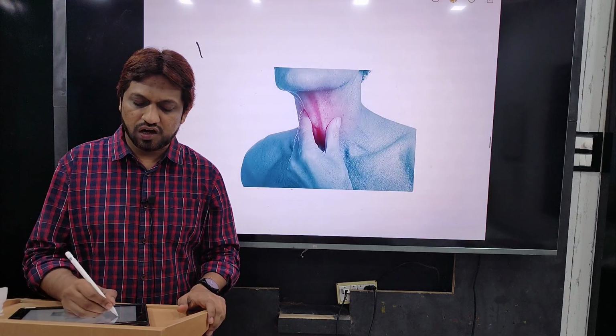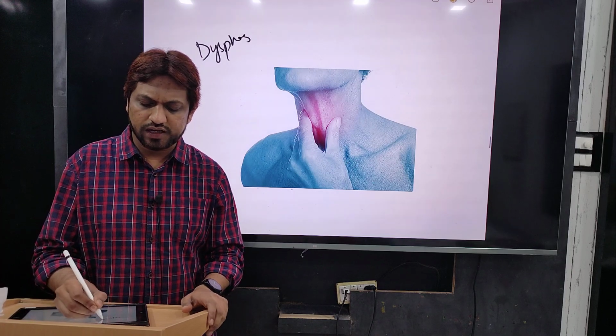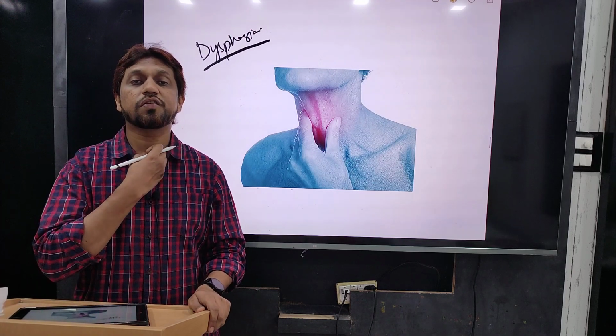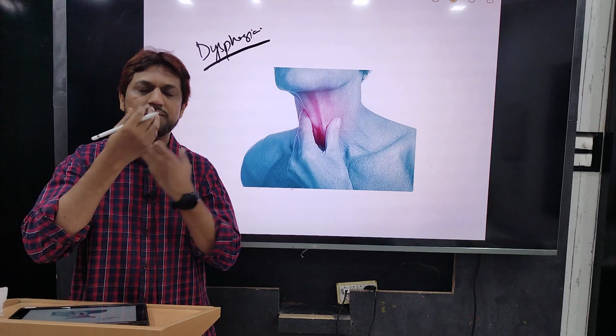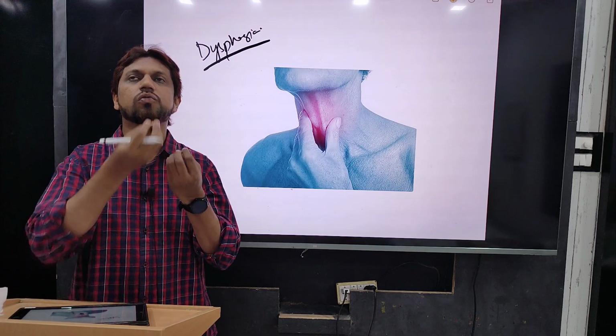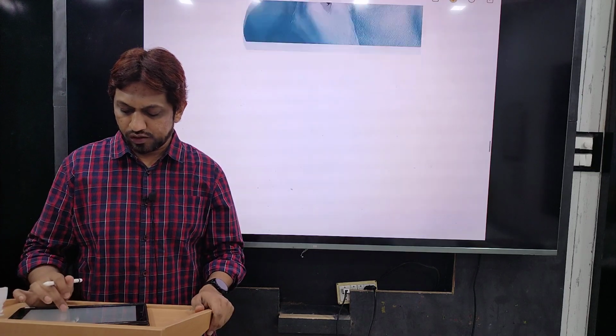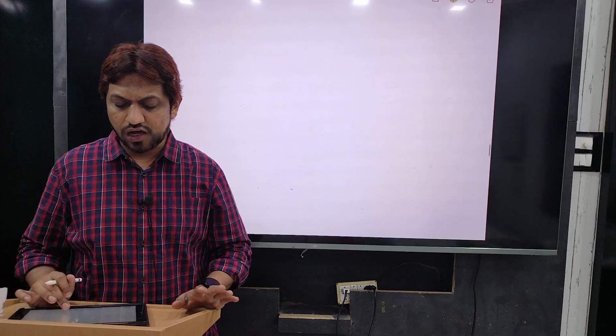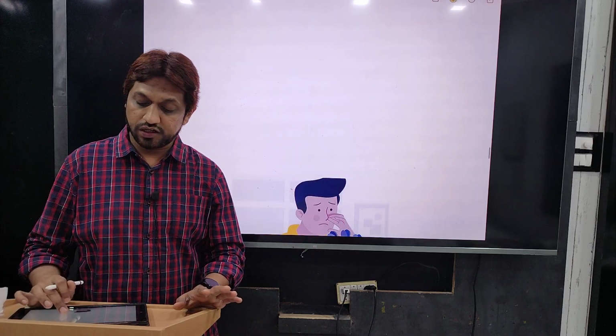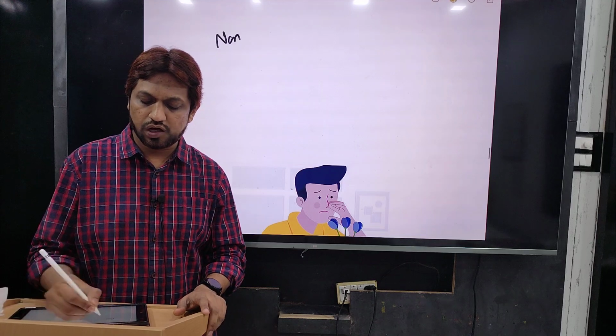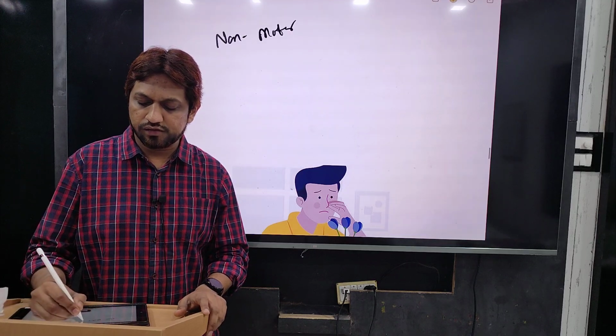Then dysphagia, difficulty in swallowing. Again, it is related to the motor system, the muscles of the pharynx and the muscles of mastication and all. They will find difficulty to swallow food. Then these are the motor symptoms. Apart from this, there are certain non-motor symptoms also, which are very common in Parkinson's disease.